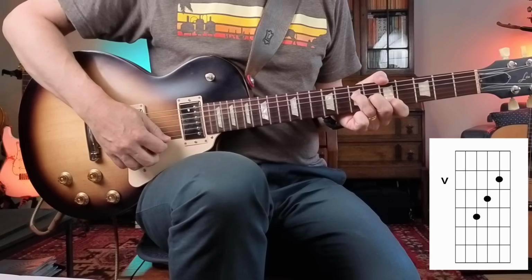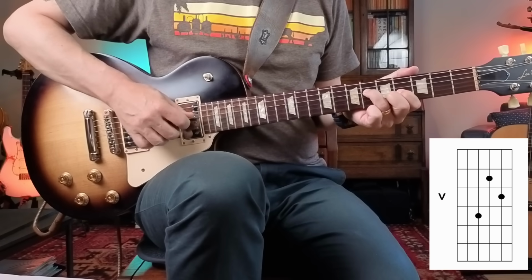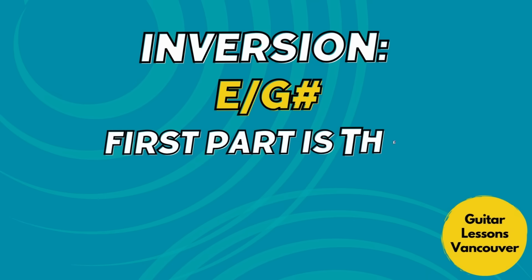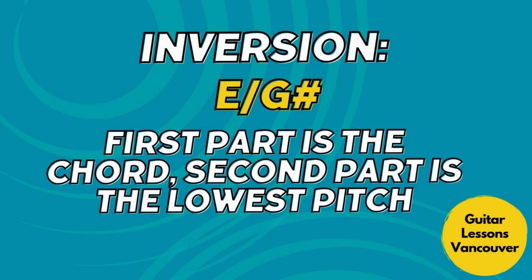But you can see how different it sounds. It doesn't have this descending, connecting line that we get when we have A, E/G sharp. That's what that's called, right? And why is it called E/G sharp? The slash just means that it's an E chord. The first part just tells us what the chord is. And the note that's after the slash is telling us to put that note as the lowest pitch.